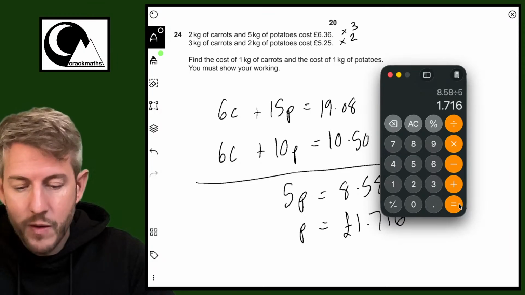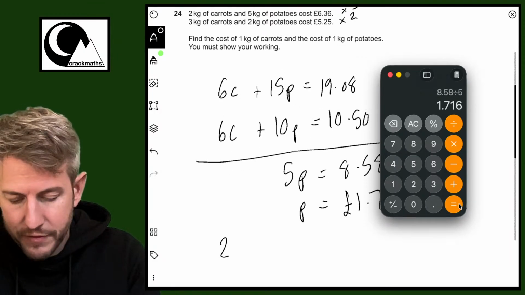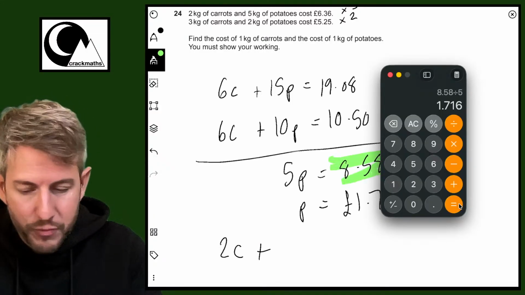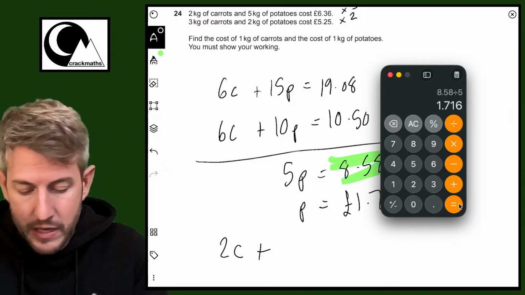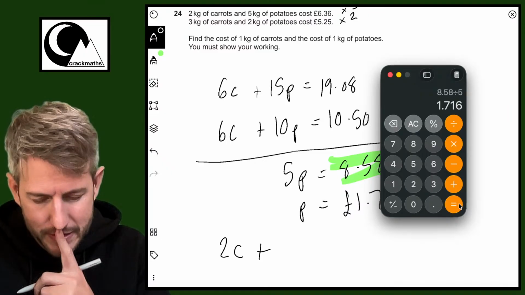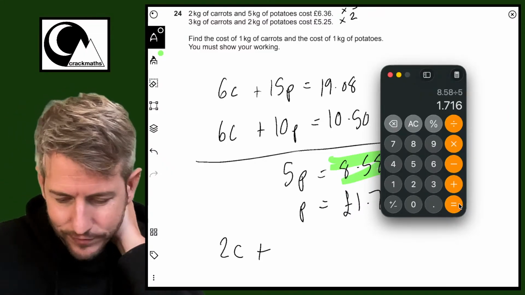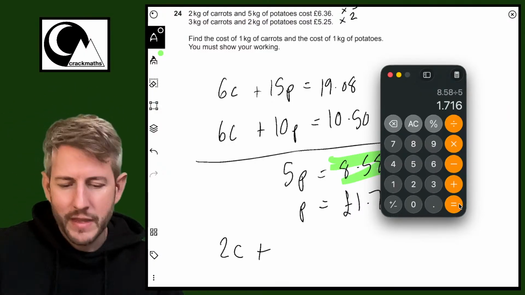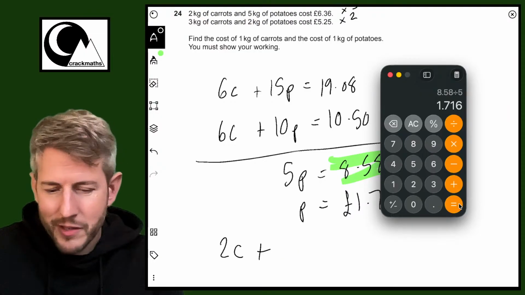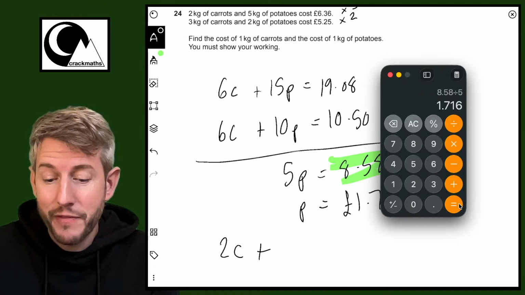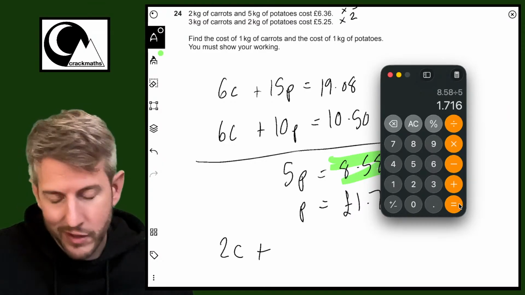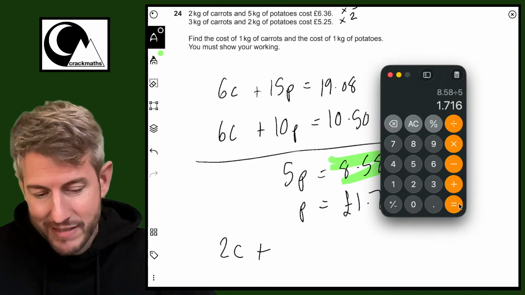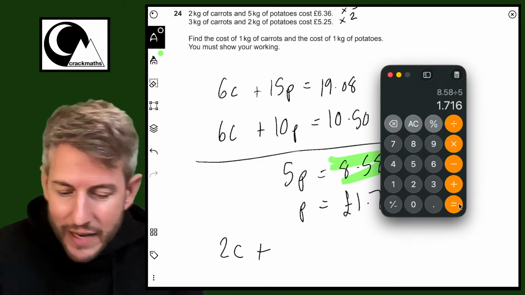Okay, right. Now we know the cost of 1 kilogram of potato, we can find out how much the carrots are going to be. So let's use this equation here. We've got 2 kg of carrots, so 2c, plus 5 kilograms of potato. I can actually just use this price here because that is 5 kilograms of potato. This isn't right. Something's gone wrong. Why isn't that going to work? Because it can't be that 5 kilograms of potatoes cost more than the combined cost of the carrots and the potatoes. So something has gone wrong in my working out.